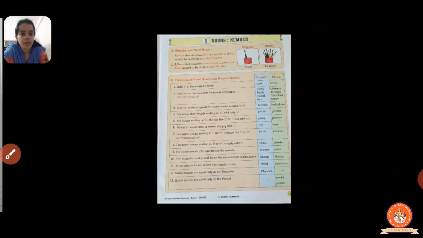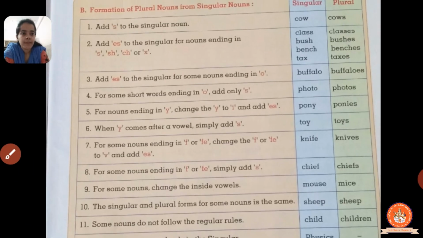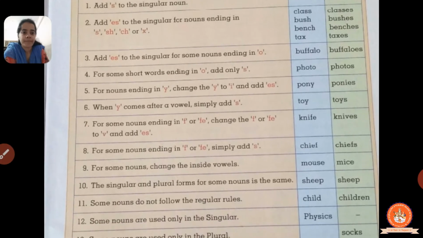Then we have the next one, which is the eighth one. For some nouns ending in f or fe, simply add s. So there are some very short words which end with f or fe. So what we will do, for some nouns we will just add s. So like chief, chiefs. Then we have the ninth point.